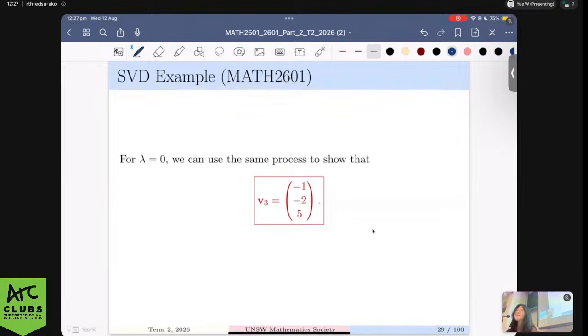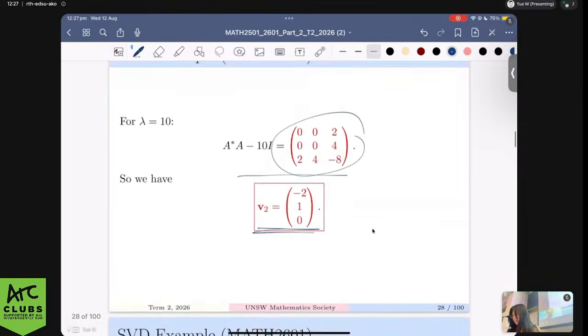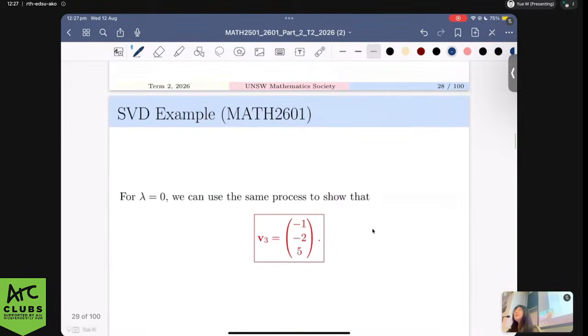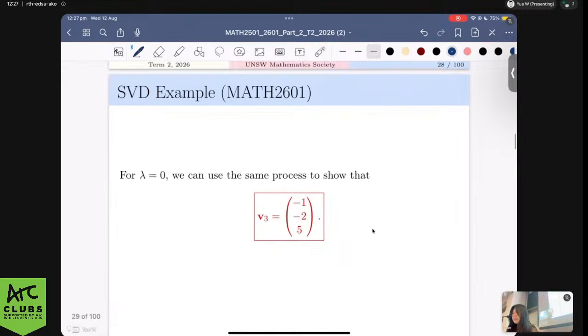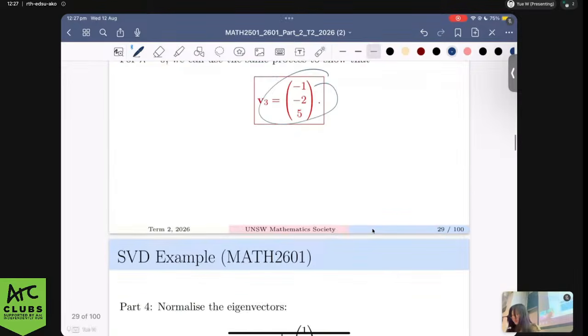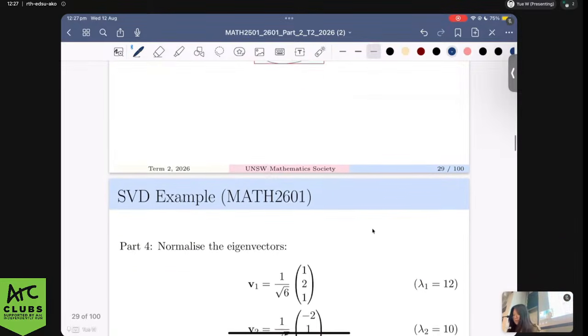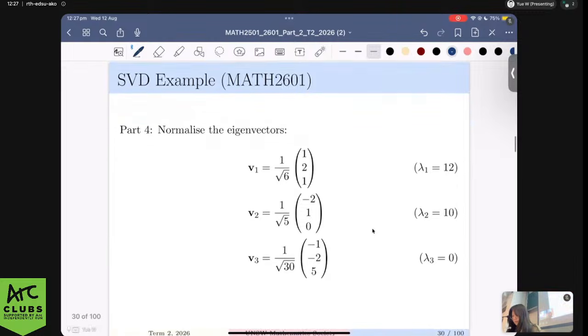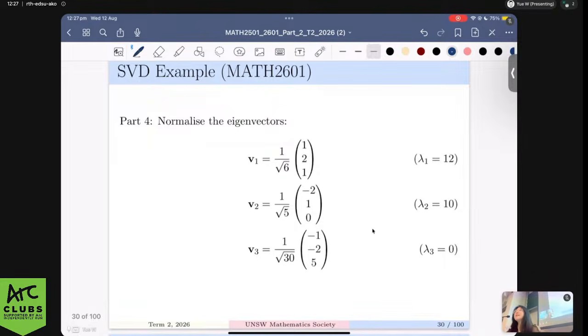Lambda is equal to 0, once again, same process. You consider this thing here, except now your lambda is 1, right? So you sub it in and you consider the kernel, and you should be able to get that the corresponding eigenvector v3 is equal to this form here. Okay, so now that you have all v1, v2, v3, you want to normalize them, right? So you can just divide each vector by the corresponding magnitude to get the unit vector.